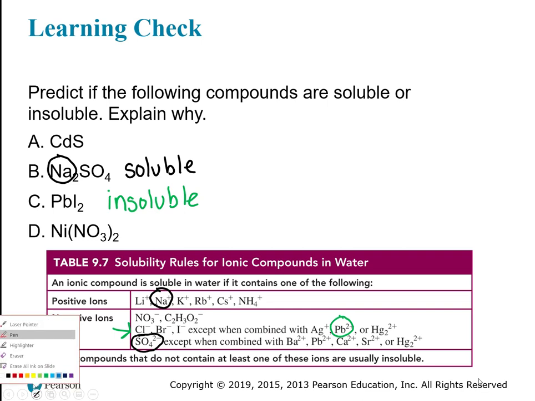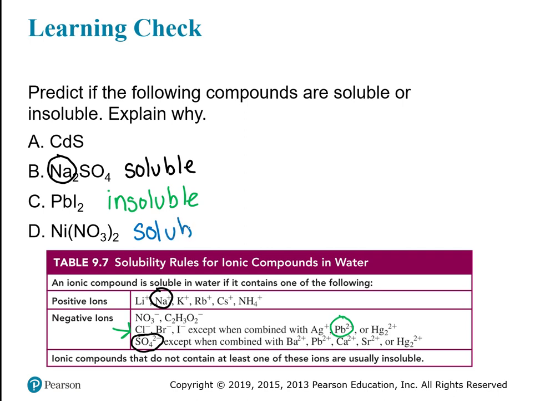So that is going to be soluble. It's soluble because there's a nitrate ion. So that's how you do it. You see whether or not you have an ion that's on the table that isn't one of the exceptions. If you do, then it's likely soluble. If it's an exception or you don't see it on the table, then that means it's likely insoluble.